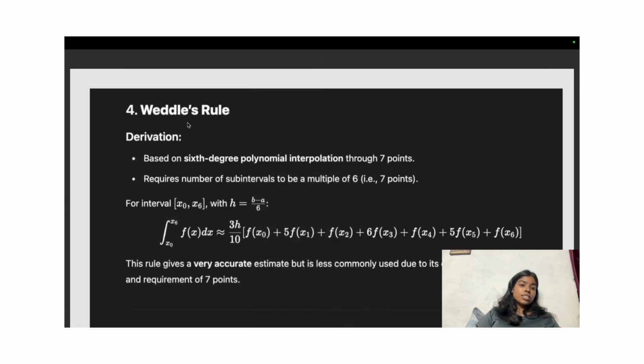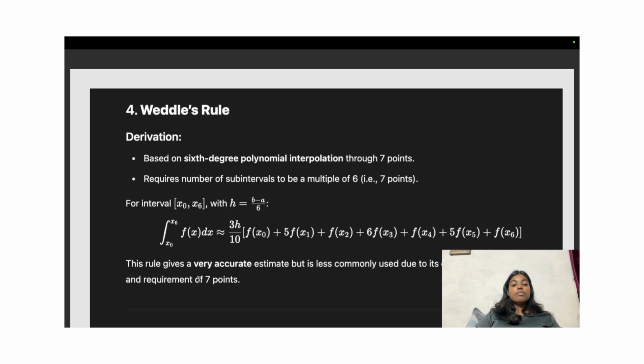And the last rule is Weddle's rule. It is based on 6th degree polynomial interpolation through 7 points, and requires the number of subintervals to be a multiple of 6. For the interval x0 to x6 with h = (b-a)/6, the integral from x0 to x6 of f(x) dx equals 3h/10 [f(x0) + 5 f(x1) + f(x2) + 6 f(x3) + f(x4) + 5 f(x5) + f(x6)].